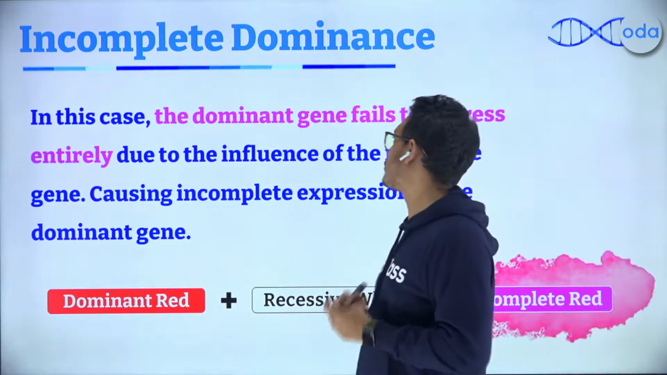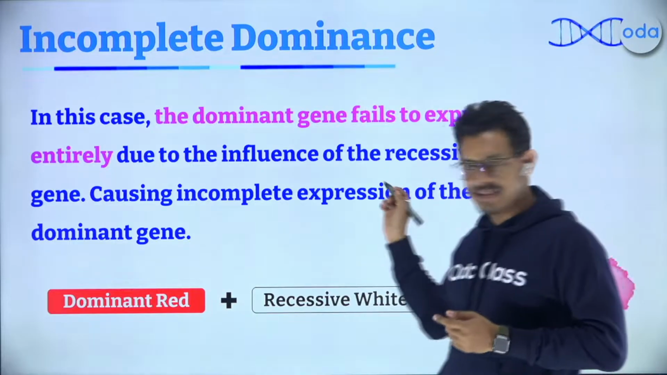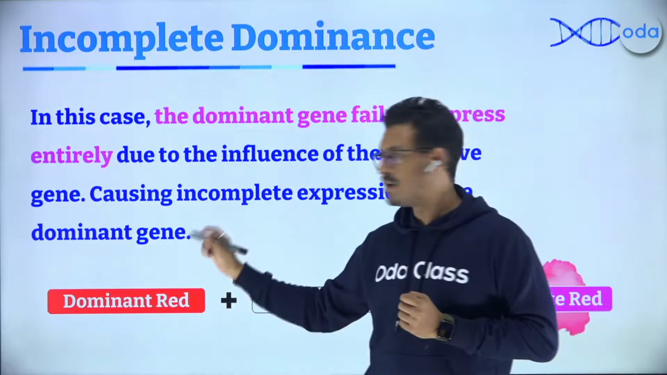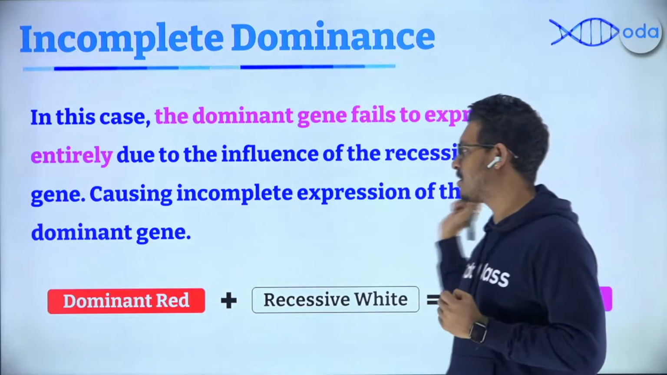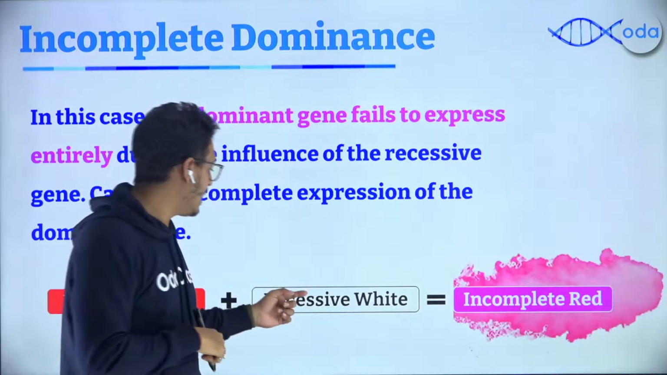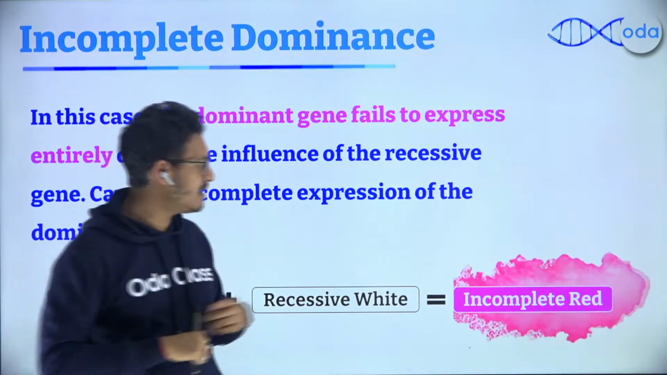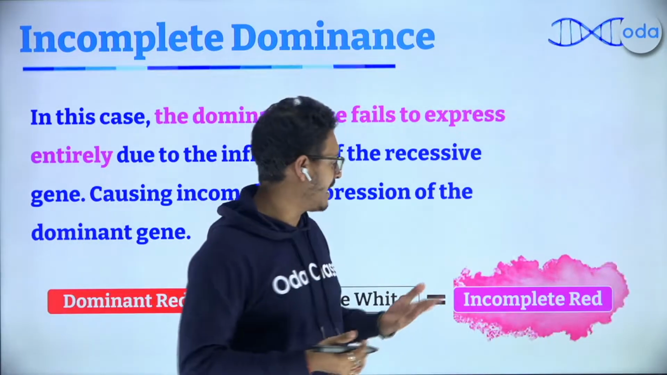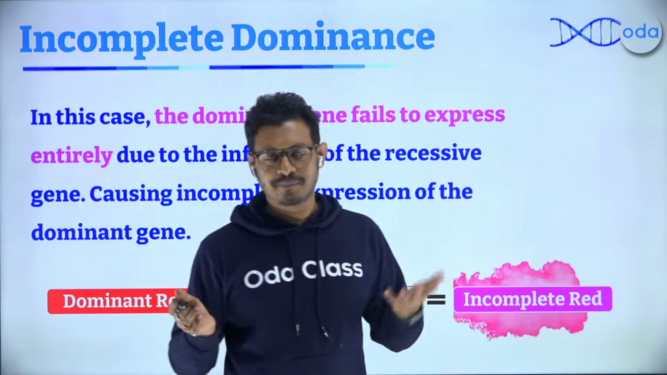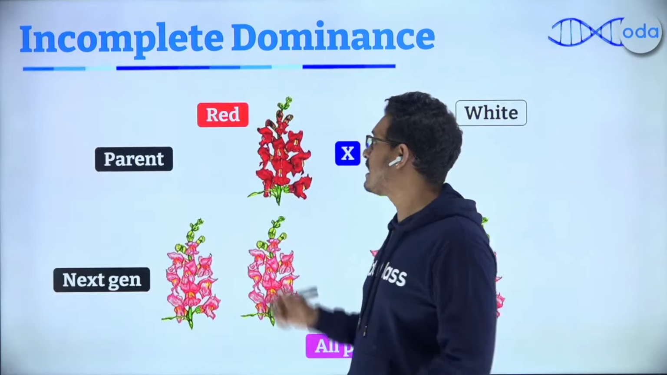So in this case, the dominant gene fails to express entirely due to the influence of the recessive gene, causing incomplete expression of the dominant gene. So you have a dominant red color gene here and a recessive white color gene here. And after the entire fight, they get an incomplete red color, which is pink. Now, this is about incomplete dominance.